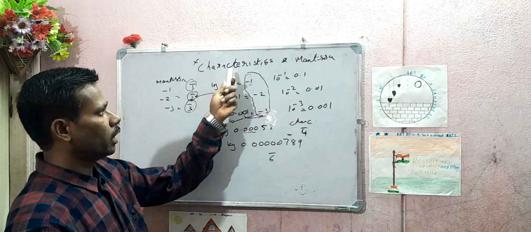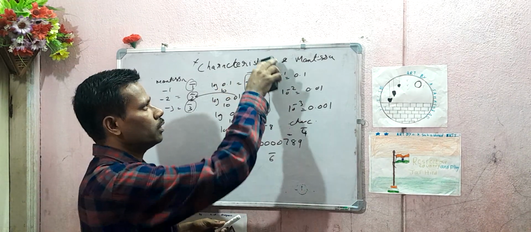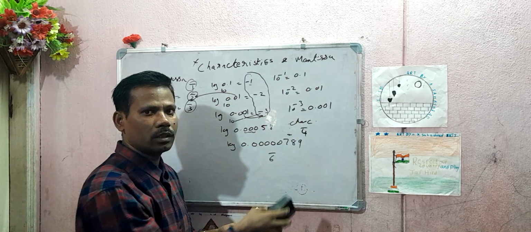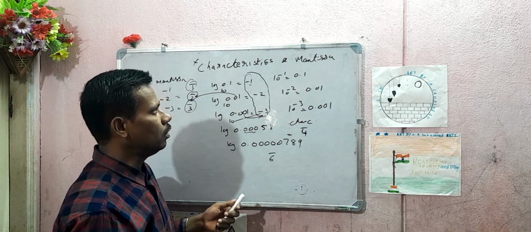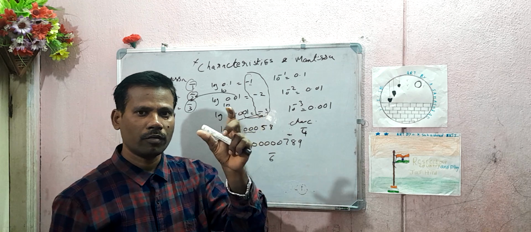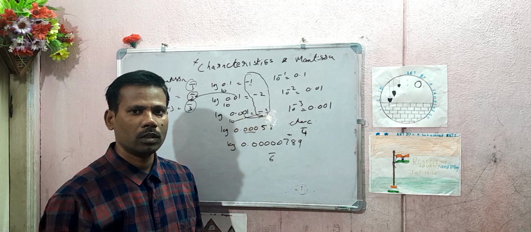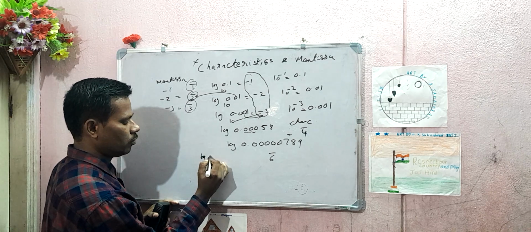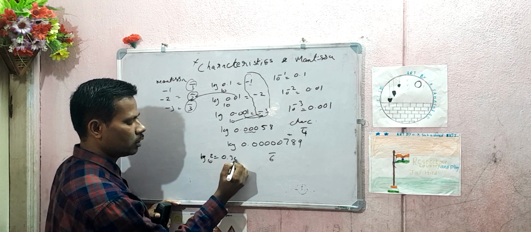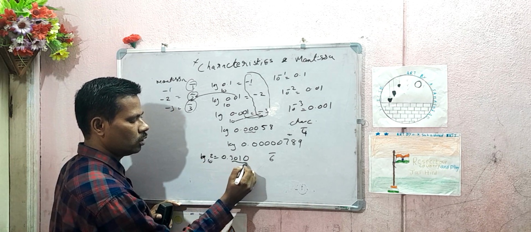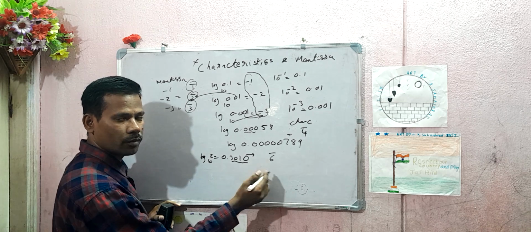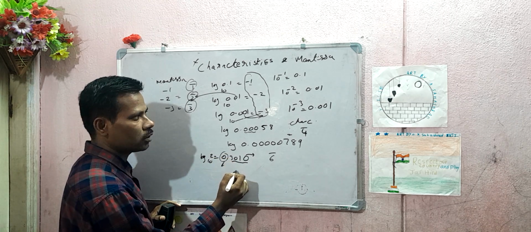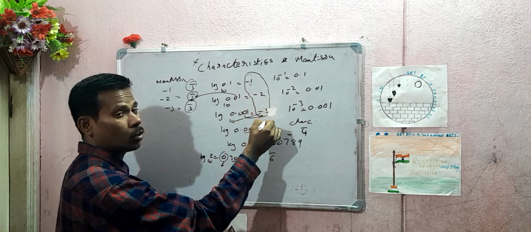So that ends the characteristics and Mantissa. Characteristic is nothing but the integral part. Mantissa is nothing but the fraction part. Logarithm of 2 to the base 10 is equal to 0.3010. So this is called Mantissa. The fraction form is called Mantissa. The integral part is called characteristics. Here the integral part is this one.